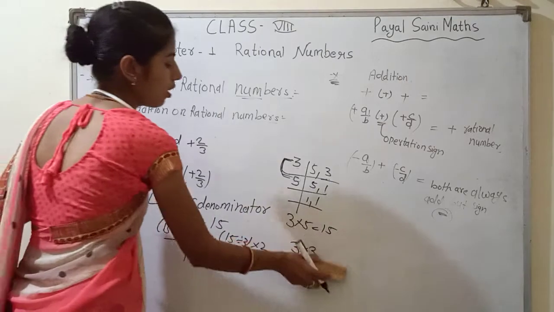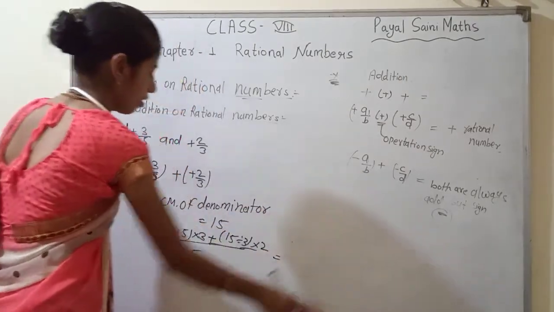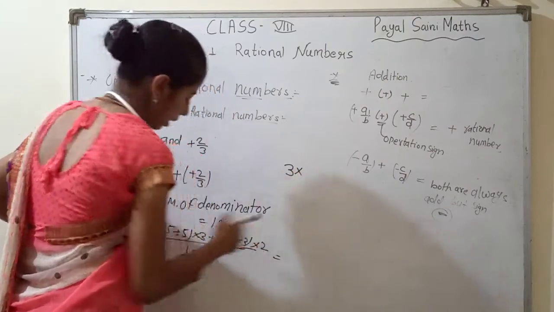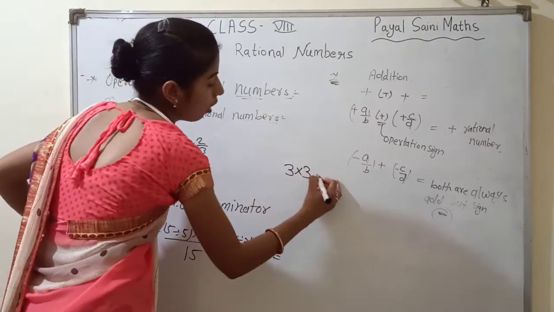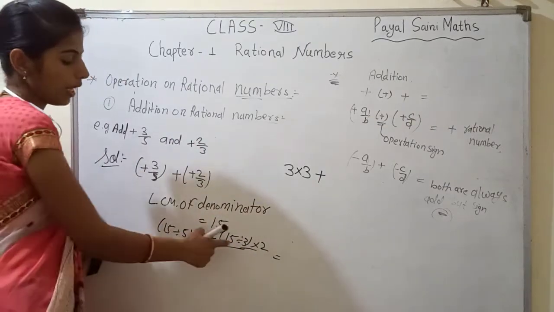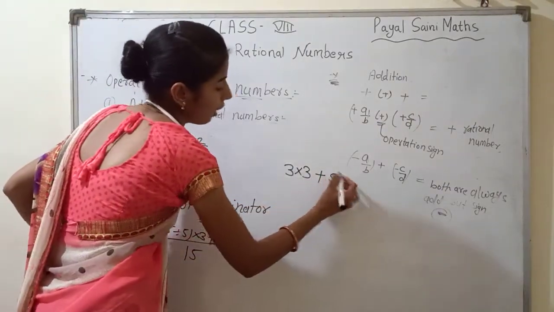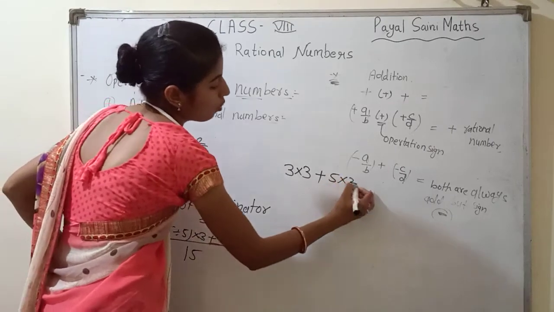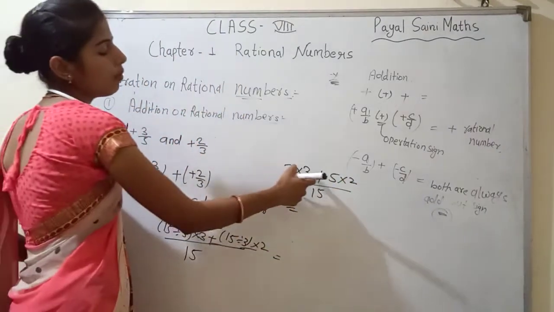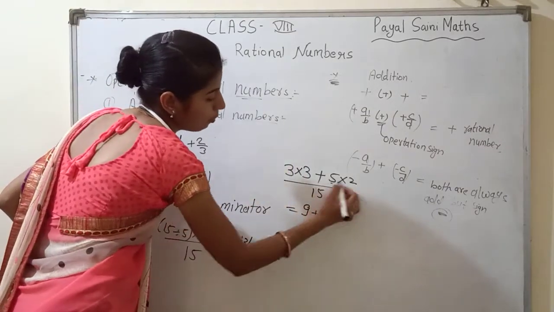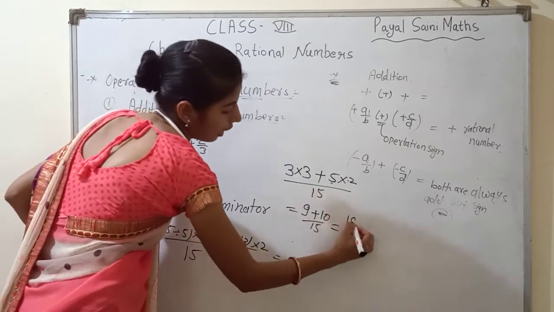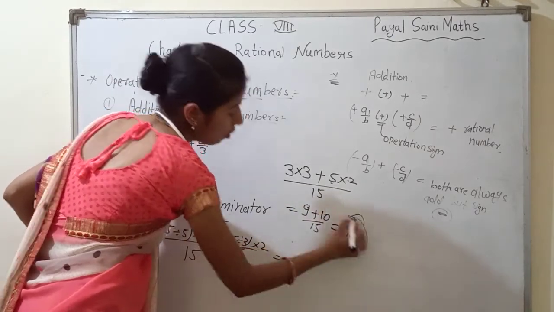3 multiply with 3, I write here upside. The operation sign is plus. Next, 15 divided by 3, how many times? 15 divided by 3 is 5 times. 5 multiply with 2, and our LCM, the denominator, is 15. 3 multiply with 3 is 9, and 5 twos are 10, over 15. 10 plus 9 is 19, so 19 by 15 is your answer.